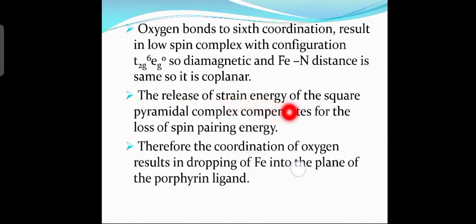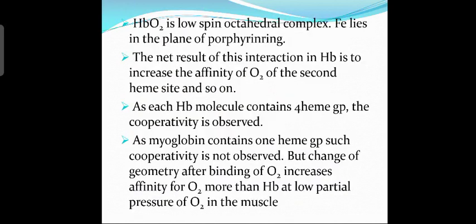The release of strain energy of the square pyramidal complex compensates for the loss of spin pairing energy. So whatever strain energy is released when it becomes a planar complex will compensate for the loss of spin pairing energy. Therefore, the coordination of oxygen results in dropping of the iron into the plane of the porphyrin ligand. So the iron will be dropped into the plane of the porphyrin ligand. All right, next slide.